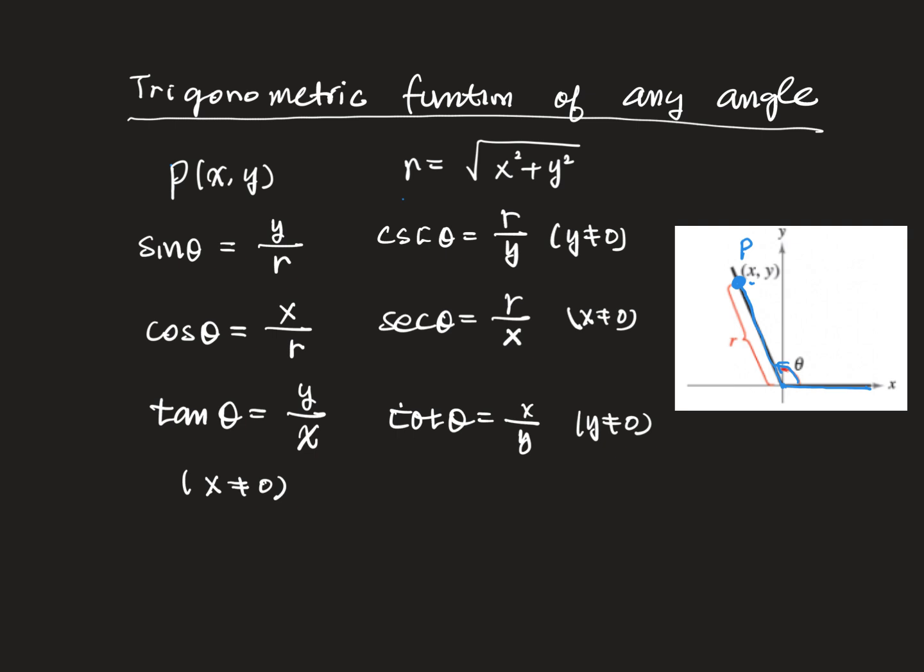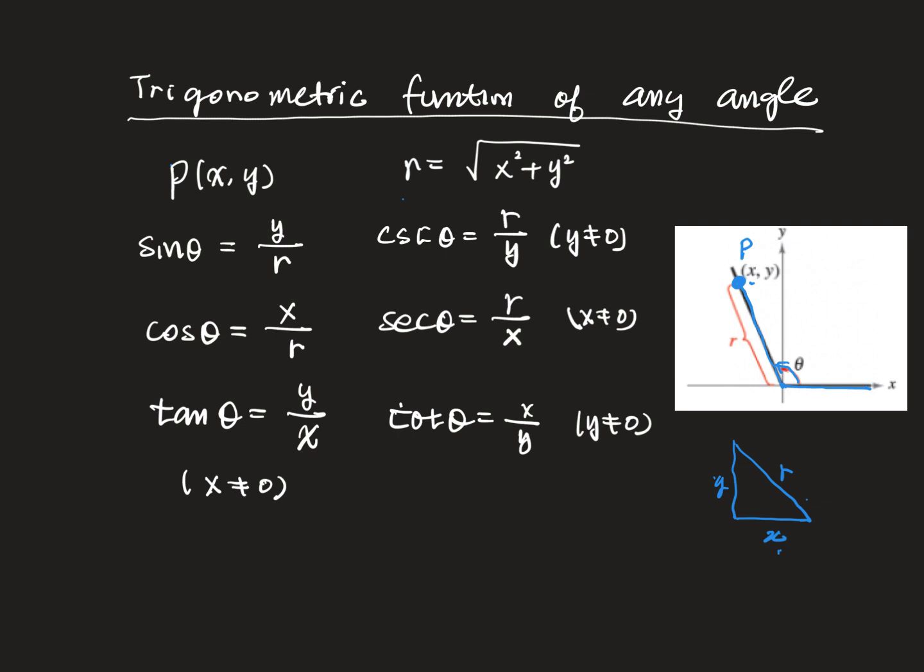Then we define sine theta as y over r. So we make a right triangle. This is the y value, this is the x value, this is the r value. Sine is opposite over hypotenuse, so y over r, cosine is x over r, tangent is y over x. That's how we define trigonometric functions of any angle.